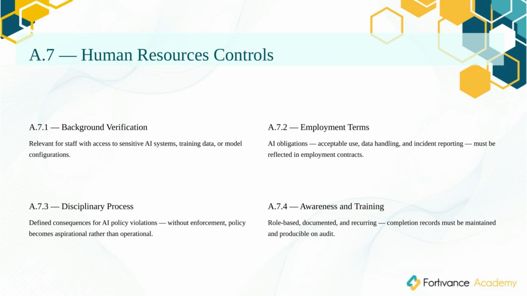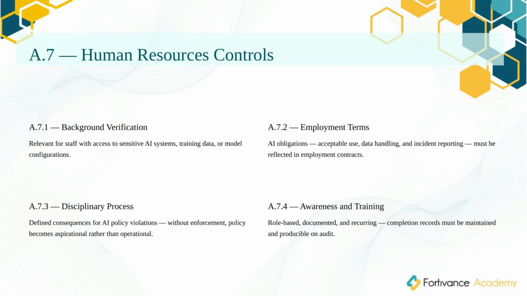A.7.3 covers disciplinary process, what happens when AI policy is violated. This does not need to be a separate AI-specific disciplinary process. It means your existing disciplinary framework explicitly covers AI policy violations.